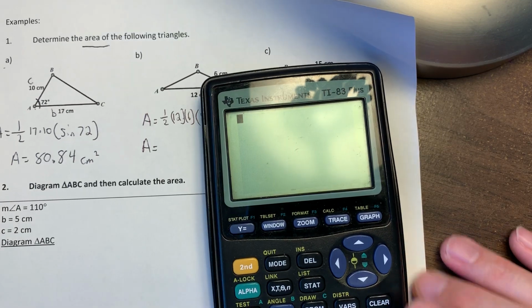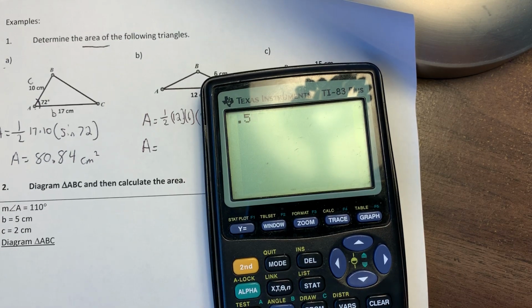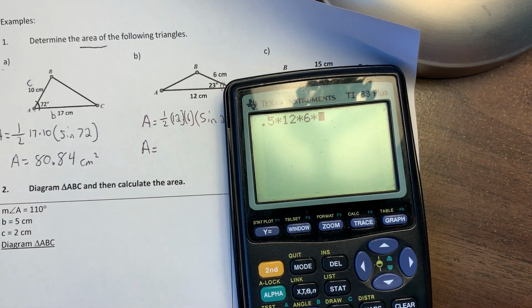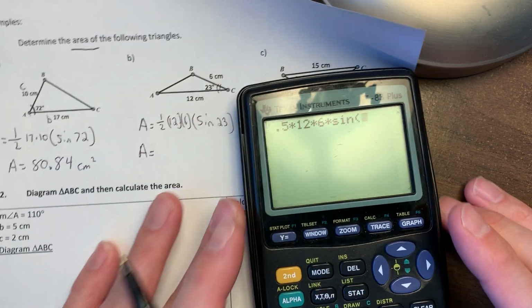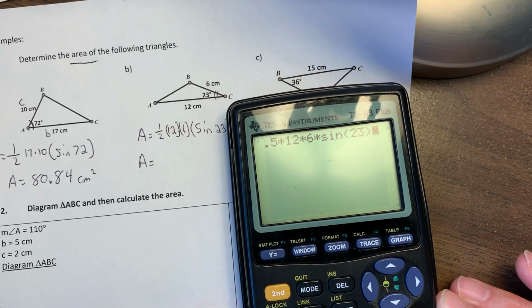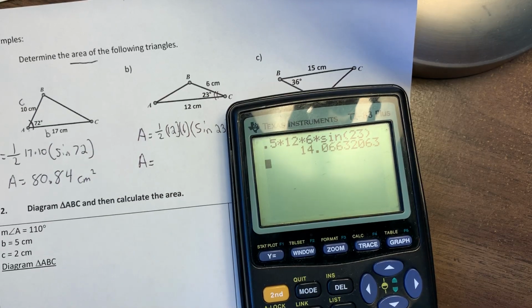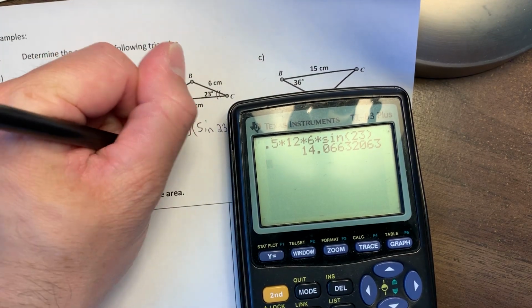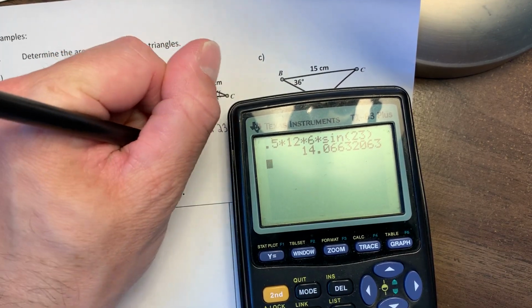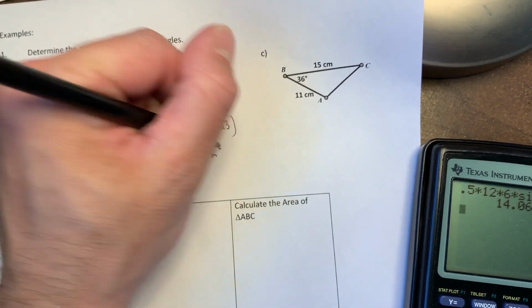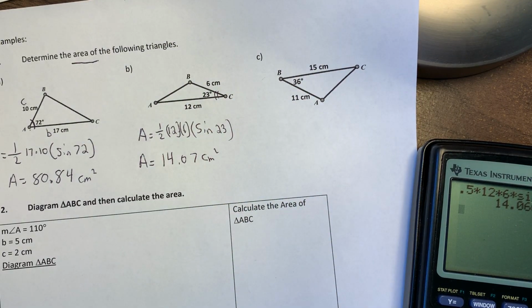Okay, how about this? Instead of doing a fraction, we'll do 0.5 times 12 times 6 and times the sine of 23. That might be the easiest way to do it in the calculator, because the sine forces you to do parentheses. So if you just type it in, the area of this triangle is 14.07 centimeters squared. That's it. Done. Easy. Let's do one more.